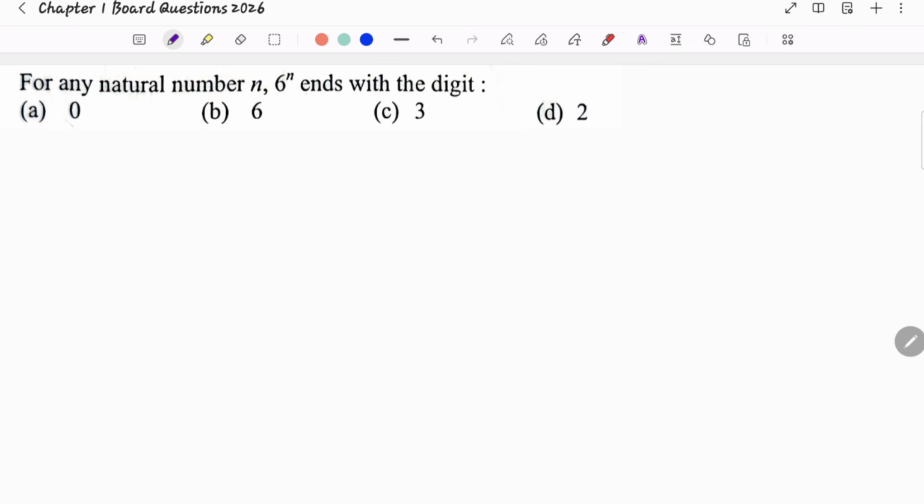Next problem. For any natural number n, 6 power n ends with the digit: option A 0, option B 6, option C 3, option D 2. We will check. 6 power 1 is 6, 6 power 2 is 36, 6 power 3 is 216. So 6 power n always ends with the digit 6. So option B, 6, is correct.